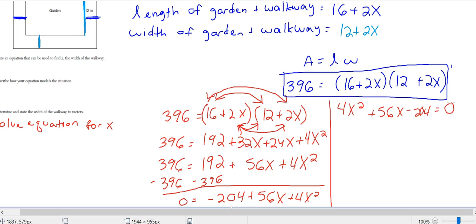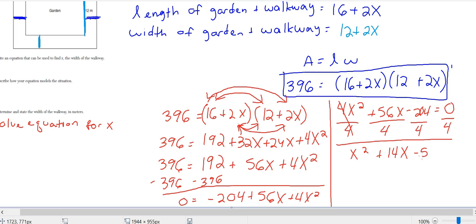To solve this, we could use completing the square, factoring, or the quadratic formula. Let's use factoring. To make our factoring easier, since 56 and negative 204 are both divisible by 4, we can divide away the 4 from the x squared. Since we're dividing it from the x squared, we have to divide all the terms, including the other side of the equation. And we're left with 4x squared divided by 4 is just x squared, plus 56x divided by 4 is 14x. Negative 204 divided by 4 is negative 51. And 0 divided by 4 is just 0.